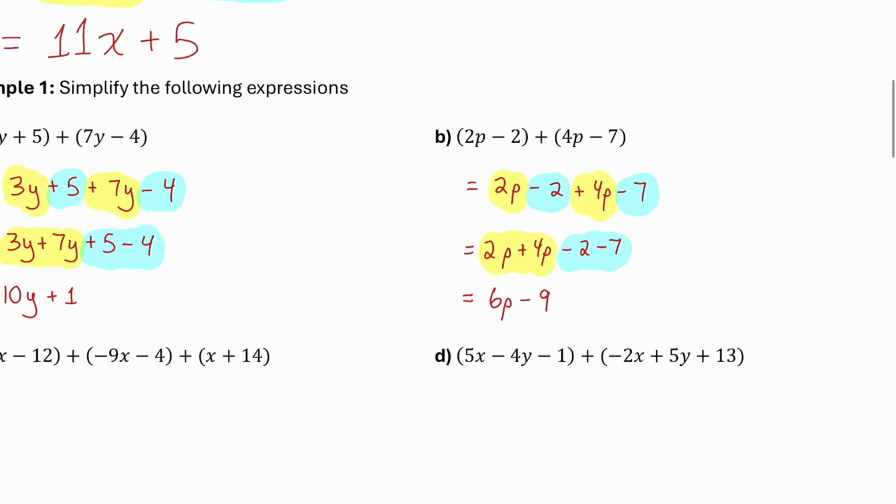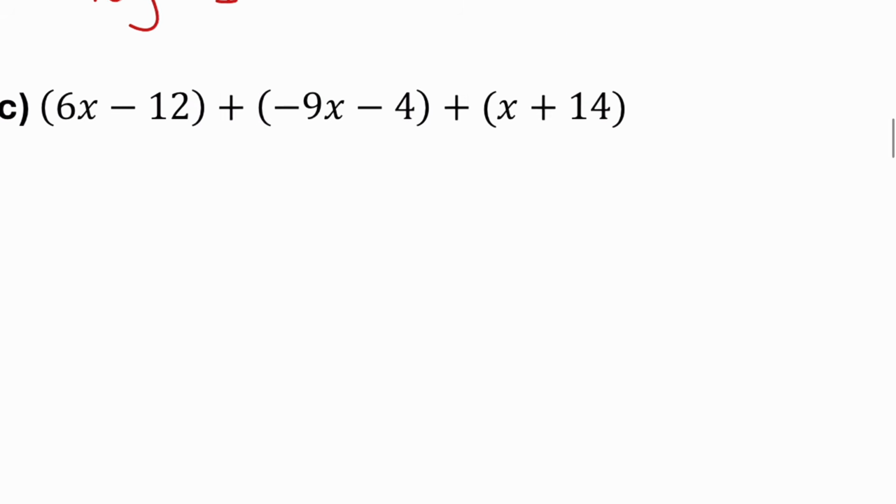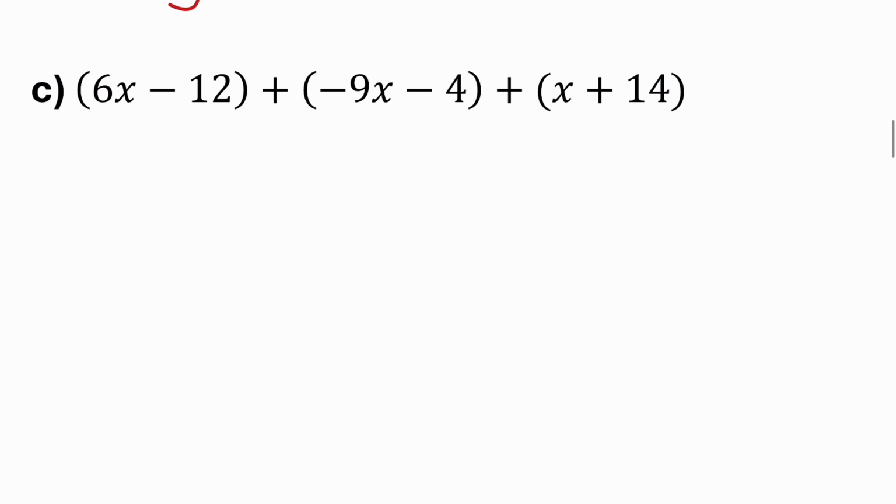Let's move on to part C. In part C, this time I'm adding 3 different polynomials together. But I can follow the same rules. When adding polynomials, it doesn't matter how many of them there are. You just start by dropping the brackets.